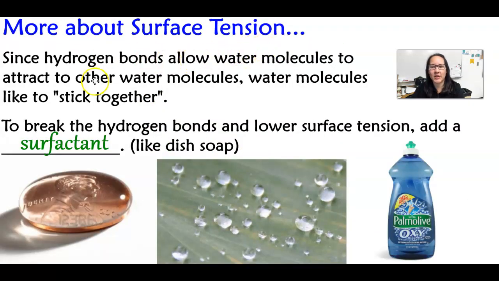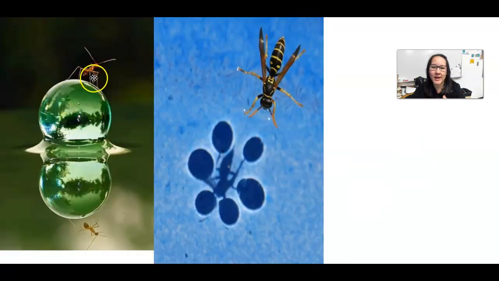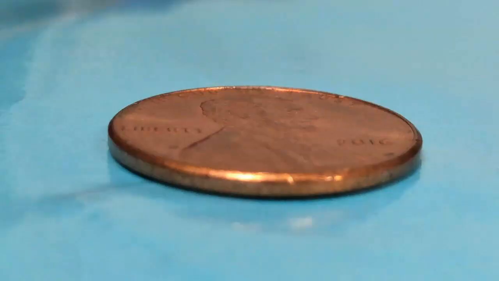So more about surface tension. Since hydrogen bonds allow water molecules to attract to other water molecules, they like to stick together. To break the hydrogen bonds and lower surface tension, you could add a surfactant like dish soap. So if you were to poke this with a stick that has soap on it, then it would cause the surface tension to break apart. Surface tension is also what allows things like these bugs to walk on water and what keeps the water in this rounded, beaded shape.